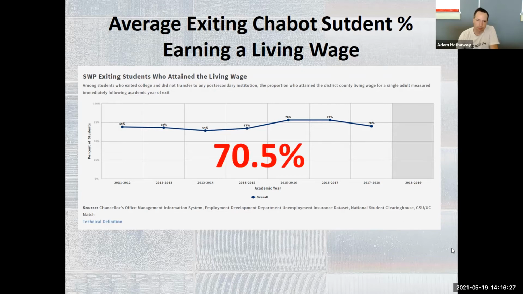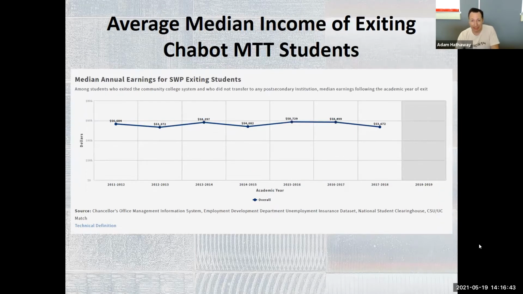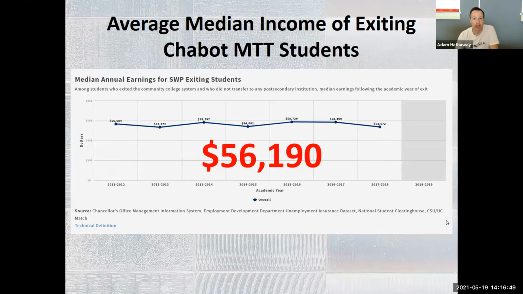So this is the percentage of our students who are earning a living wage one year after exiting our program. That's a very high number. I'll compare it to some other programs later. 70.5% living wage is pretty darn good. And how much are they making? A lot. Again, one year after leaving our program, $56,000. That's not bad.